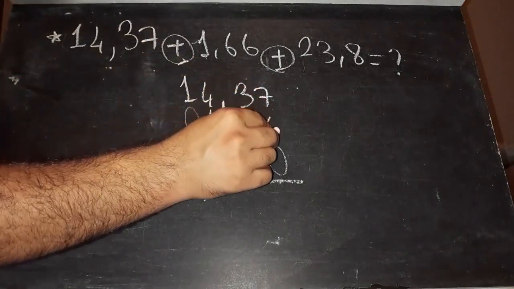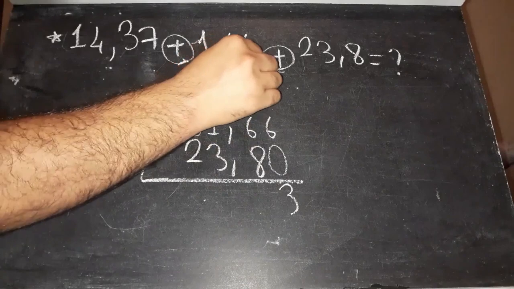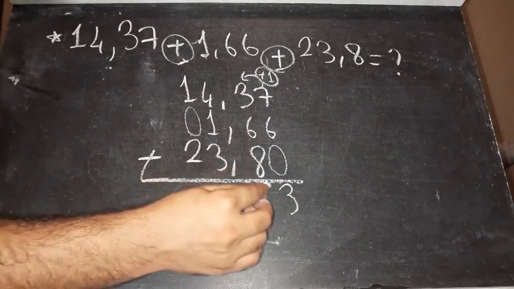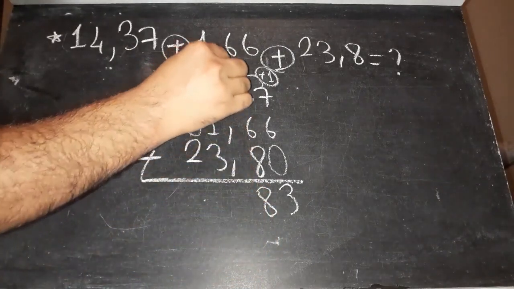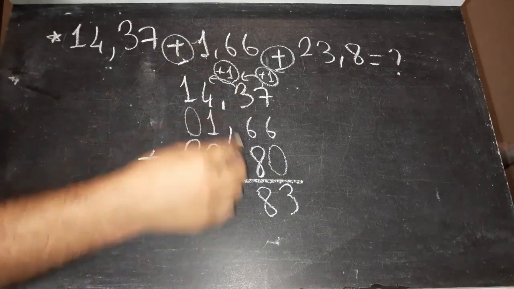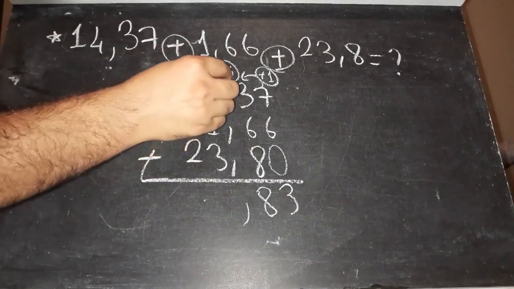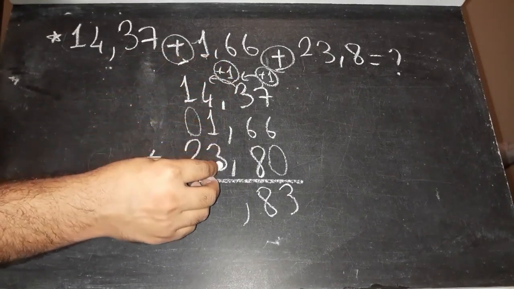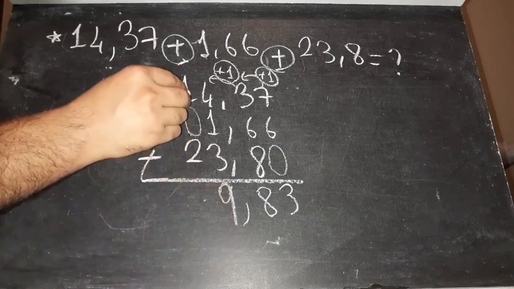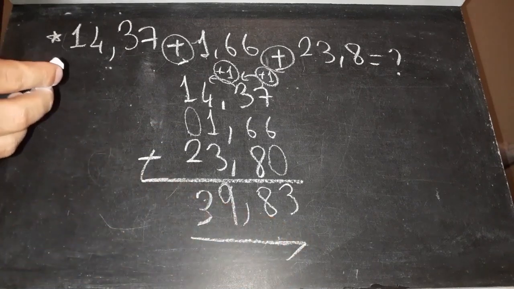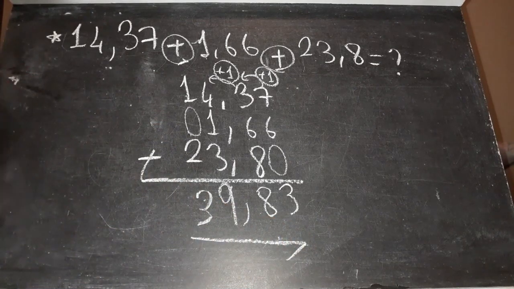Add these numbers to each other. That will be 13, carry 1 over. 3 plus 1, 4, plus 6, 10, plus 8, 18. Carry 1 over. And please don't move the place of the comma. The comma must be underneath those commas. So now 4 plus 1 is going to be 5 plus 1, 6 plus 3, 9. 1 plus 0 plus 2 is going to be 3. That will be your answer, 39,83.